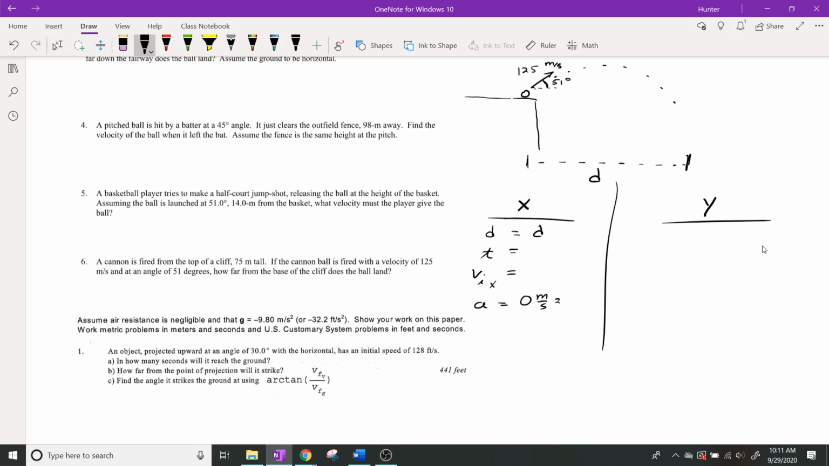Do we have the time? No, we don't know the time. Do we know the initial x velocity? Can we find the initial x velocity? How?